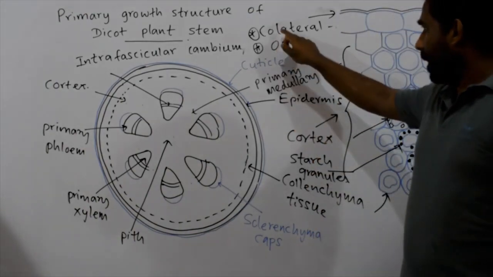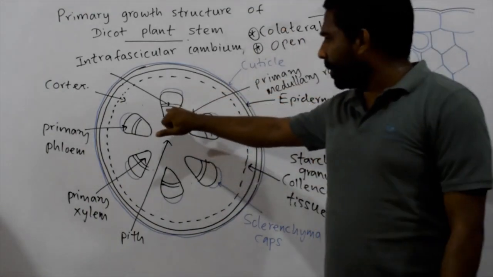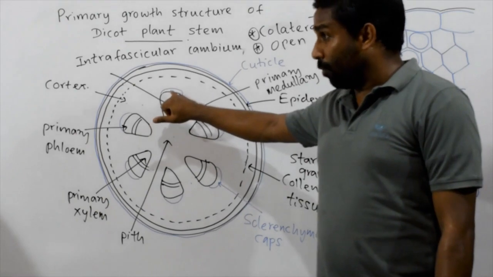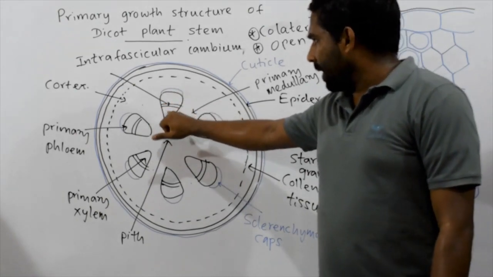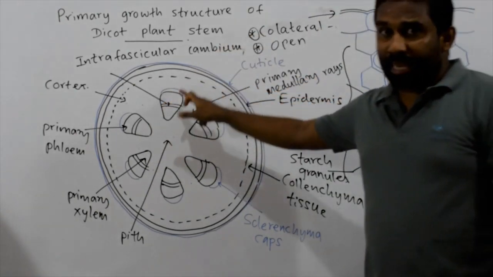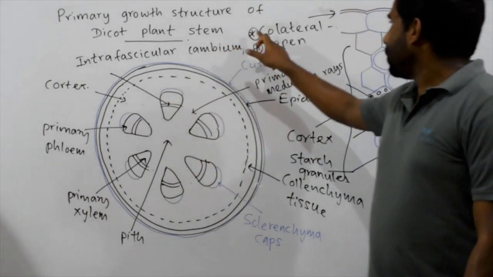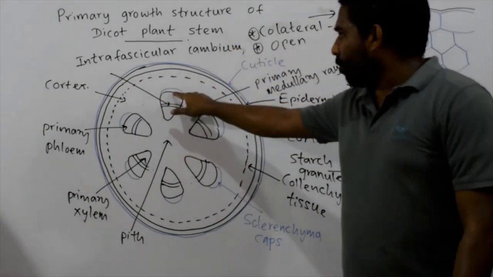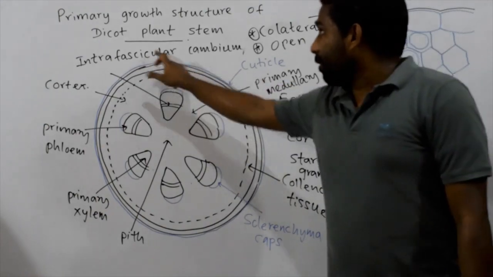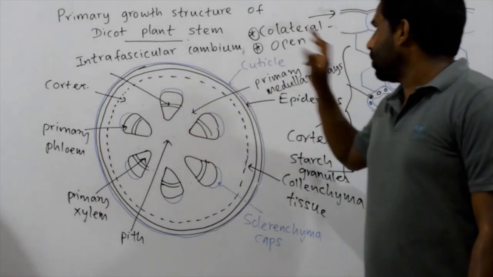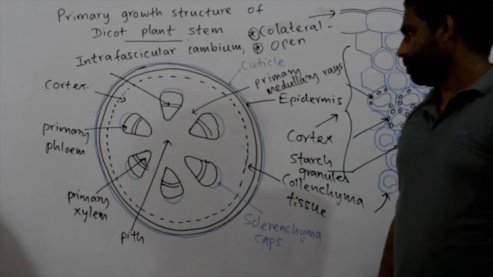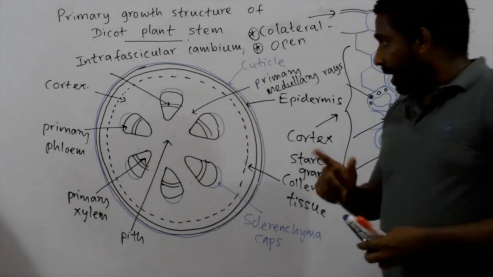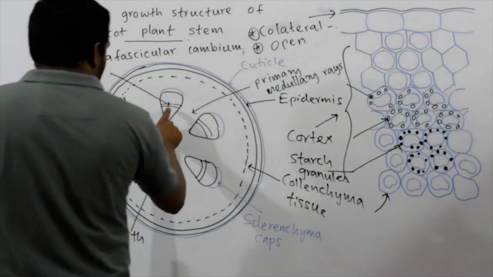Here again, look at these two terms. Since both primary xylem and primary phloem are arranged in the same vascular bundle parallelly, it is known as collateral. If xylem and phloem are separated by intrafascicular cambium, then such a vascular bundle is known as open vascular bundle. Got that? Okay.